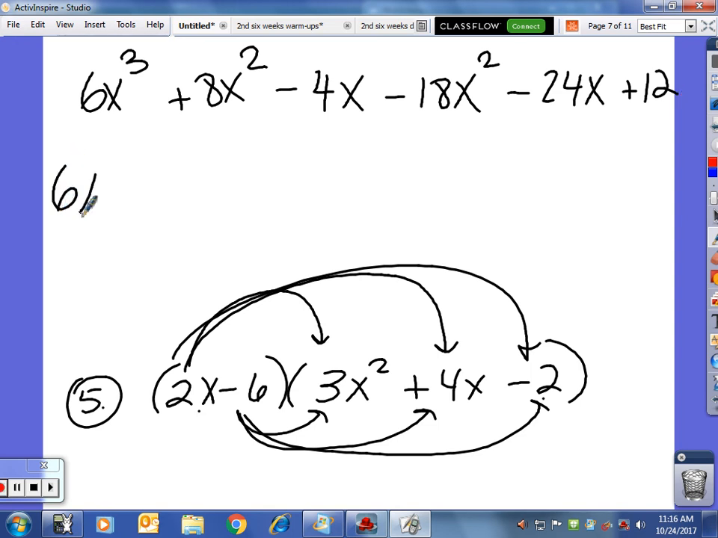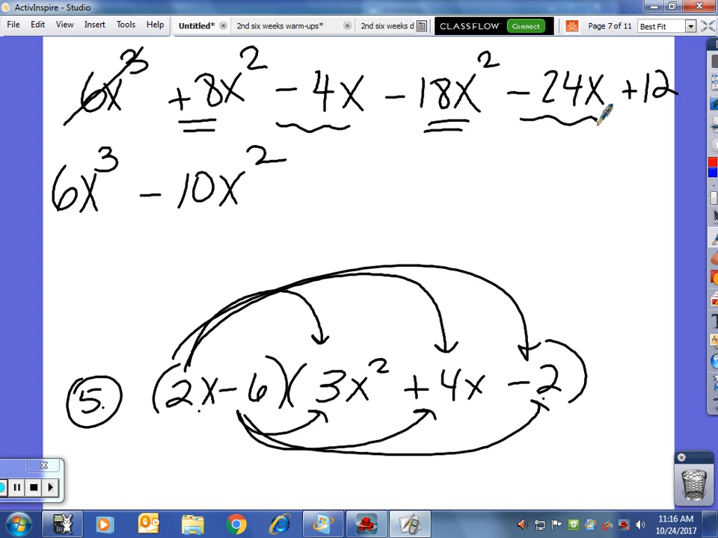Now, add up your like terms. 6x to the third, I just bring it down. But I've got 2 groups of x squareds, 8 of them and negative 18 of them. How much is that? Negative 10 of them. A negative 4x and a negative 24x is negative 28x, and then bring down the plus 12.